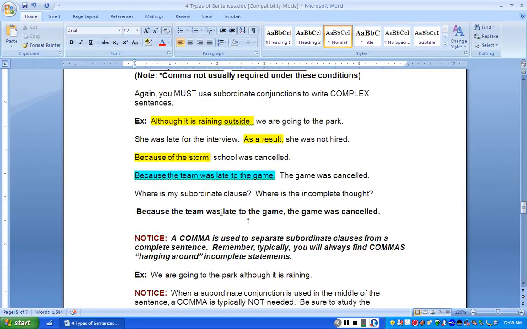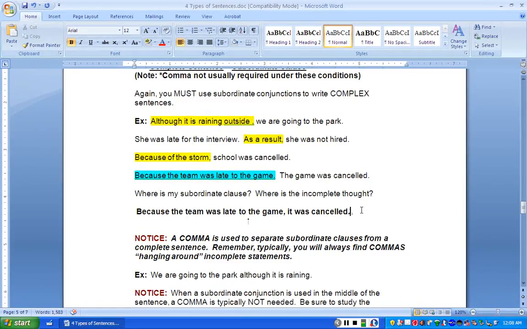Because the team was late to the game was canceled. Right? A little redundant. Let's fix it. What do I change that to? I just noticed it was redundant because we said the game. It. There you go. And it's still a sentence. Because the team was late to the game, it was canceled. See that? That is called a complex sentence.